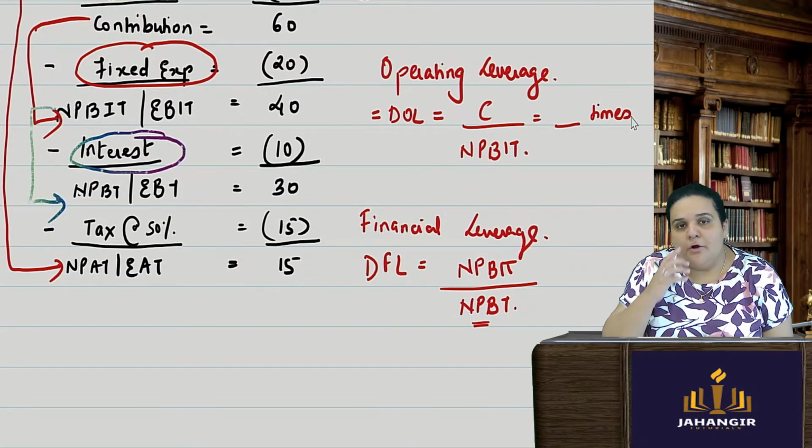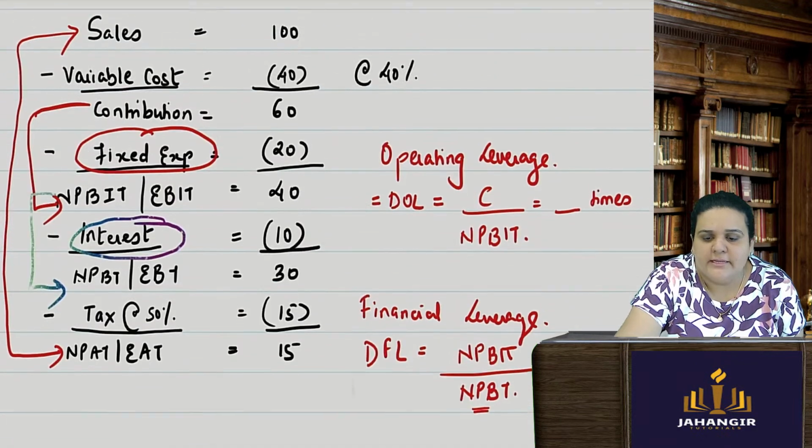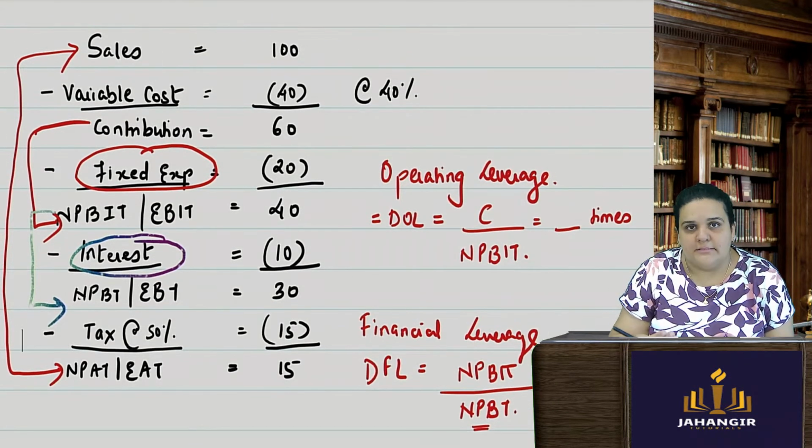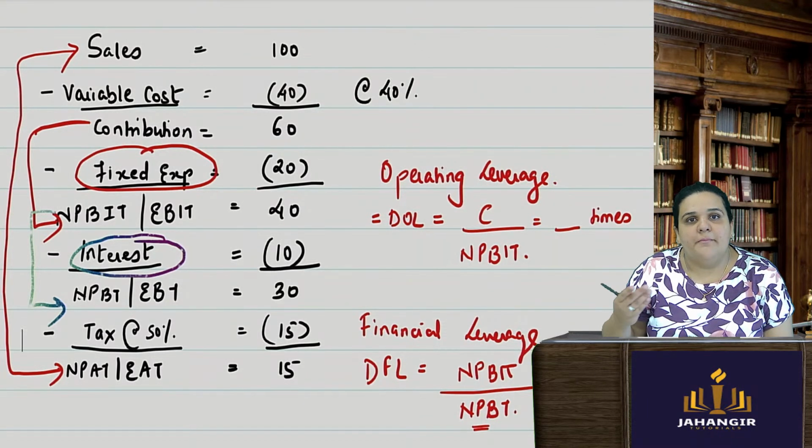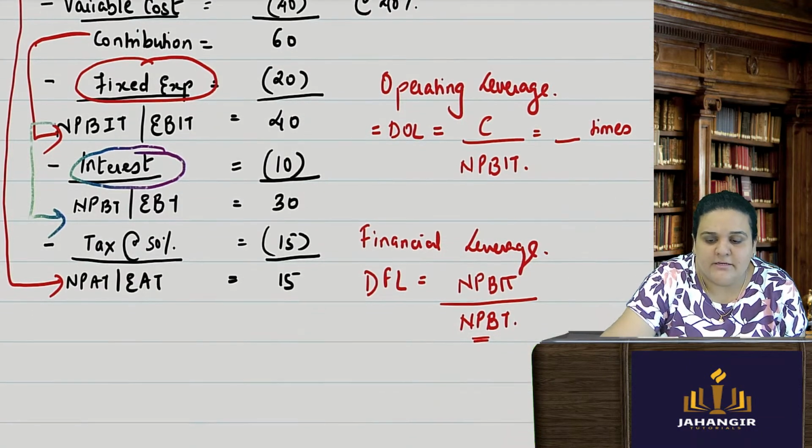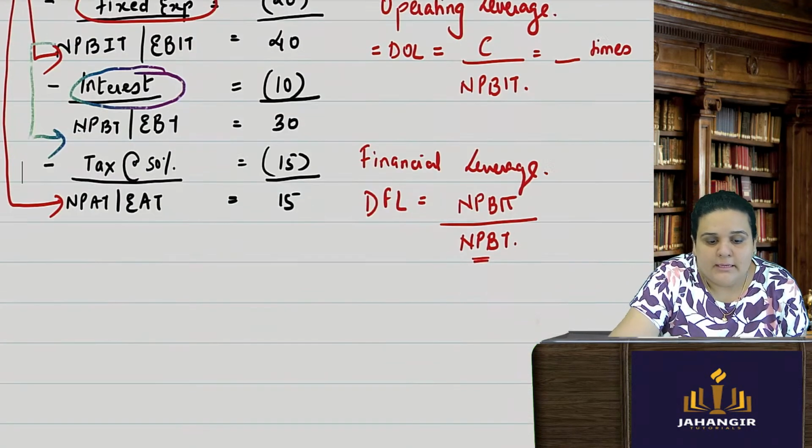Say if contribution is changing by 1 time, we are not taking sales, we are taking contribution. This is how the formula is. So if there is a change in the contribution by 1 time, then how much is NPBIT going to change? Or 4 times or 5 times, that is always going to be in times.